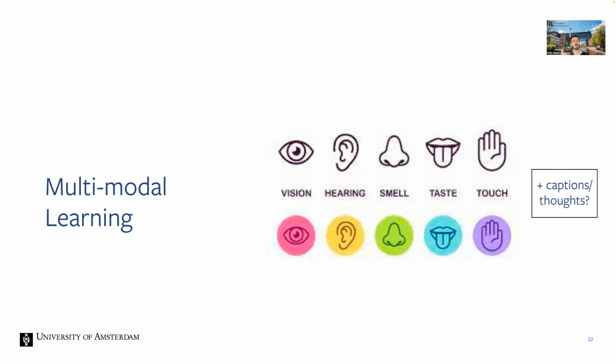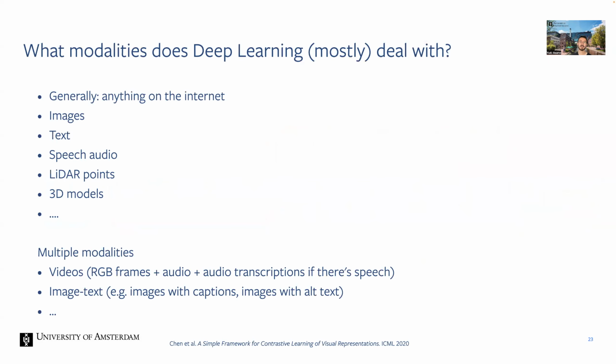All right, so now we're going to go to multimodal learning. As humans, we have a couple of sensory modalities. Of course, we can see, we can hear, we can smell, we can taste, we can touch. This is probably not exhaustive. We can sort of also feel how warm it is in a room. And when thinking more about deep learning, we treat vision differently than we treat text. So captions are also different. And so what modalities does deep learning mostly deal with?